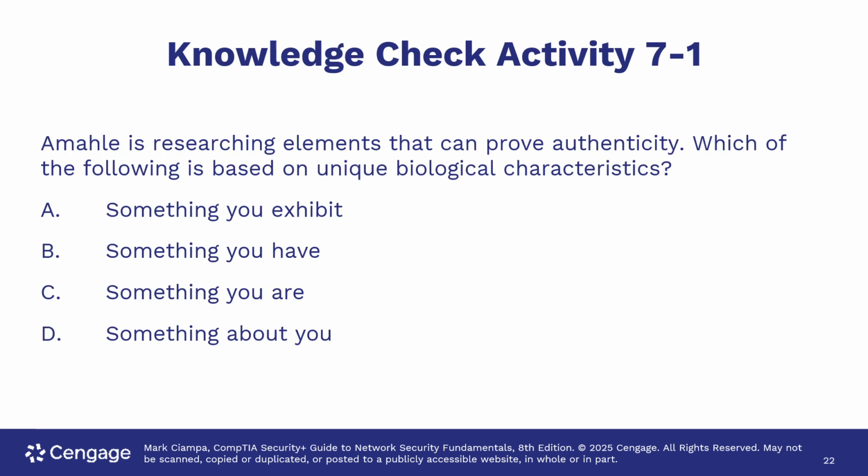Okay, here's our first knowledge check activity. Amali is researching elements that can prove authenticity. Which of the following is based on unique biological characteristics? So we can rule out the word something, because all four of those have something in it. Okay. So is it what you exhibit, what you have, what you are, or something about you? Unique biological characteristics.